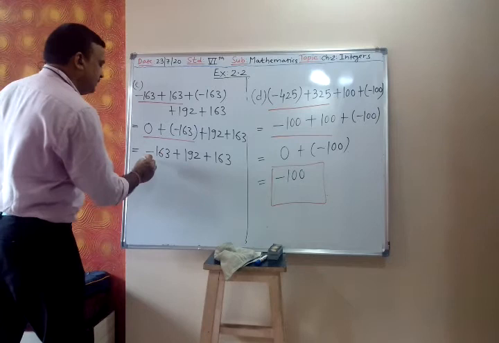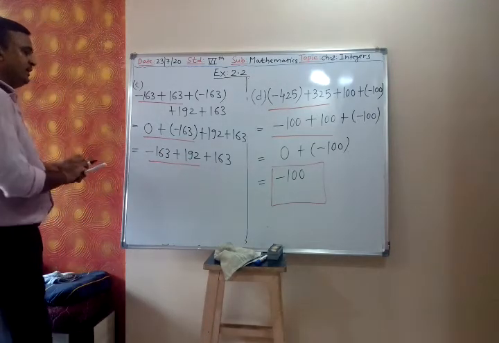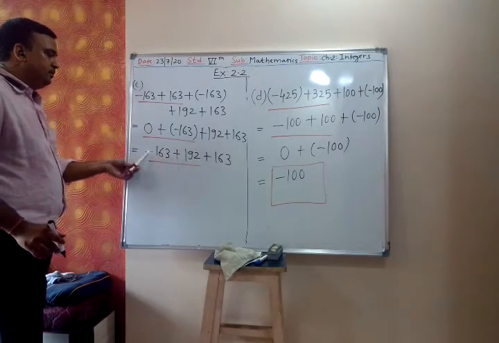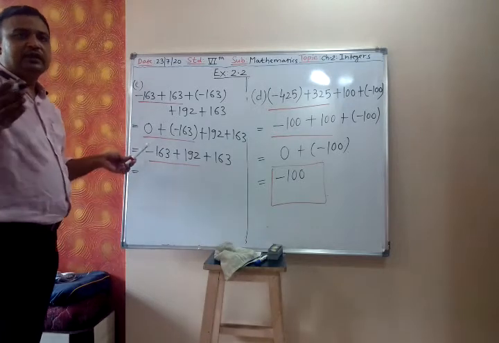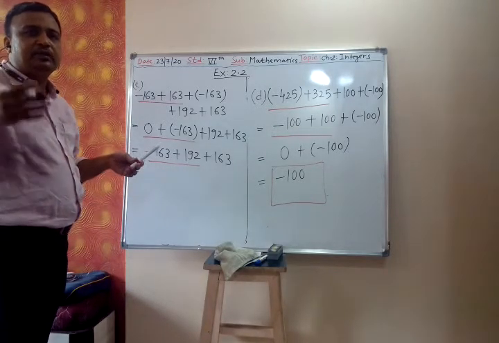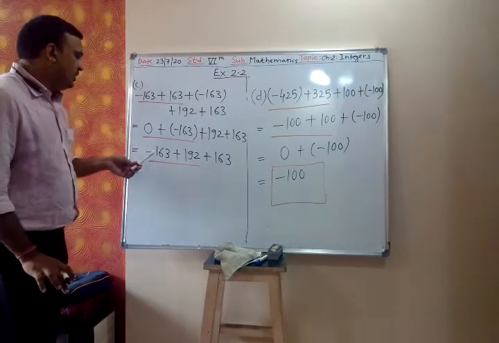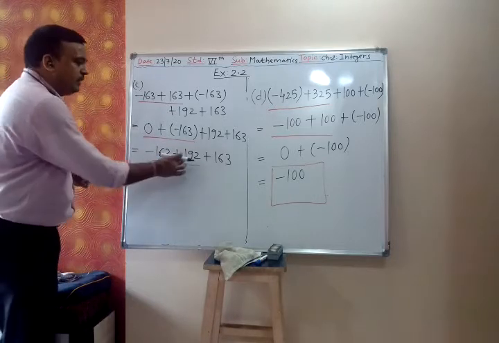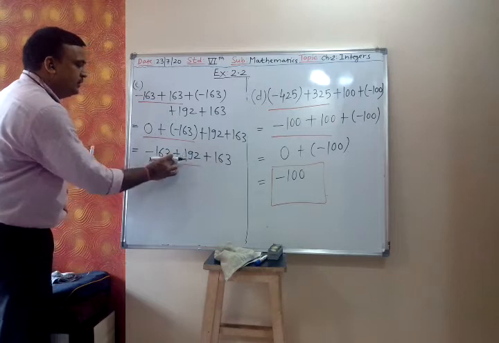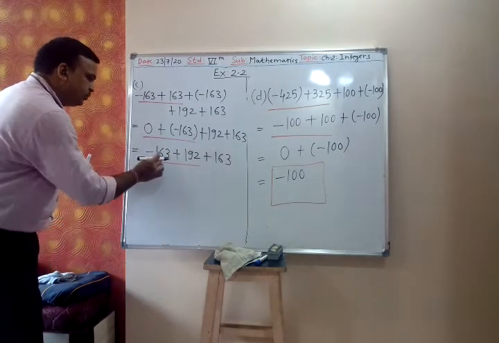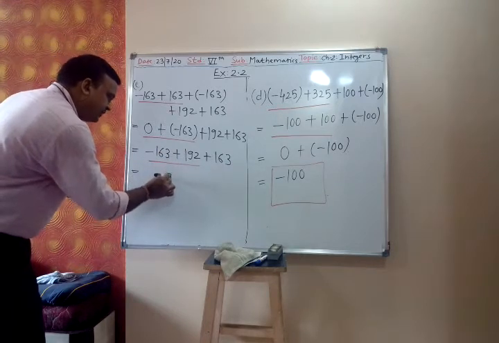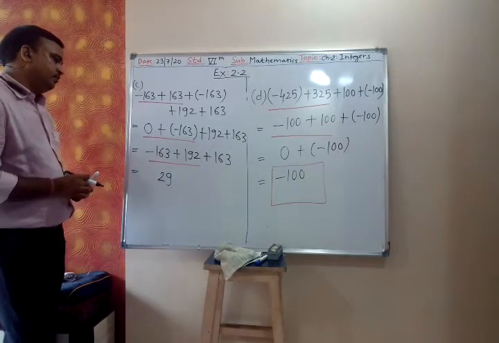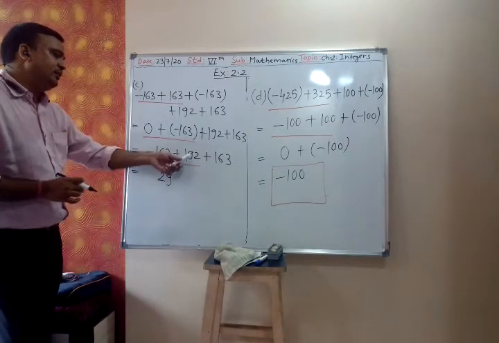Now let us simplify these two first. What is the sign of 163? Minus. What is the sign of 192? Plus. Minus and plus, they are opposite signs. Whenever there is opposite sign, you have to subtract. You have to subtract the smaller number 163 from the bigger number 192 and take the sign of the bigger number. What is the bigger number? 192. What is its sign? Plus. So 192 minus 163: 12 minus 3 is 9, then 8 minus 6 is 2. Then 29.